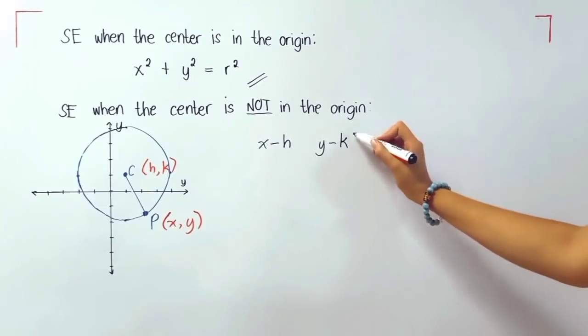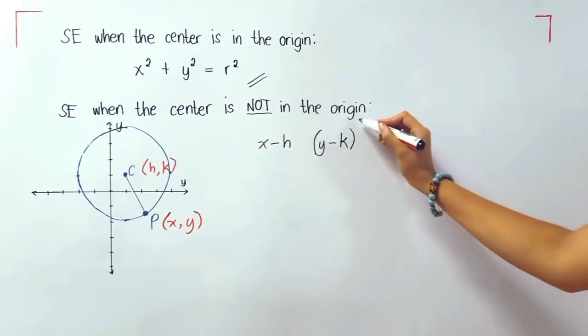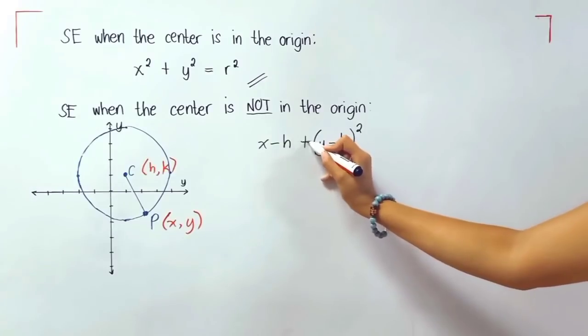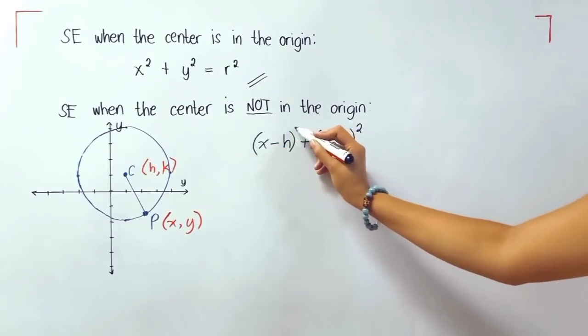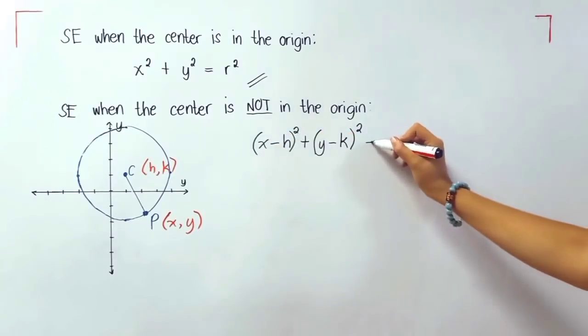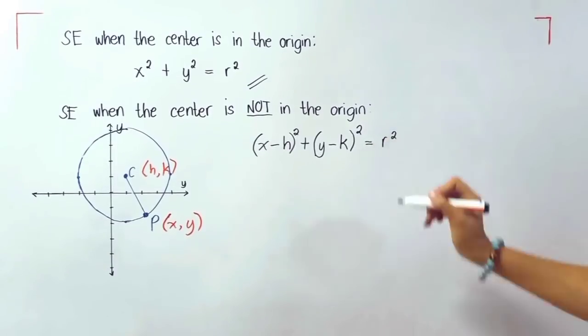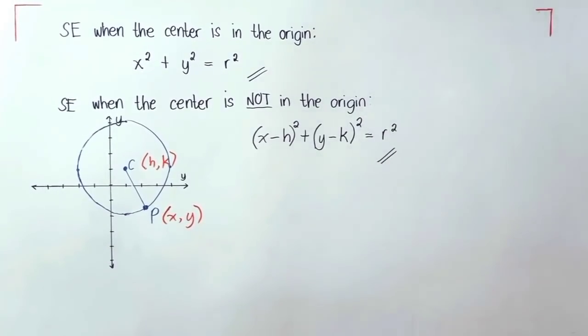And then we'll simply have the exponent 2, still equal to r squared. The corresponding x of our center is h, while the corresponding y of our center is k. Therefore, we will always pair x with h and y with k.